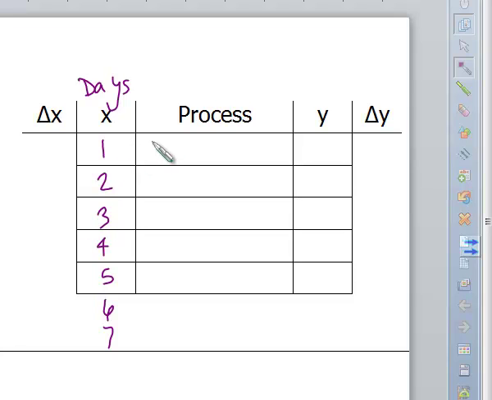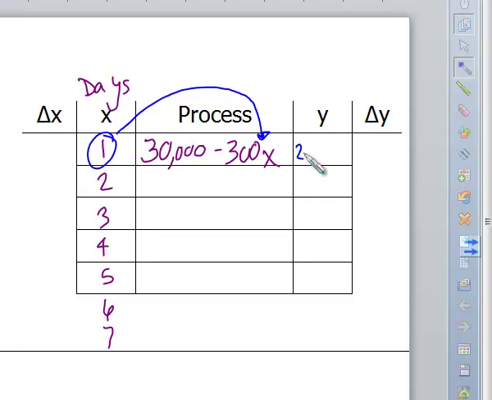Alright, so my process is we start out with $30,000, and then we're losing 300 X. So if I've got 30,000 minus 300 times 1, because this X value right here is going to be plugged in right here, that's going to give me my Y value. So that Y value is going to be 29,700.